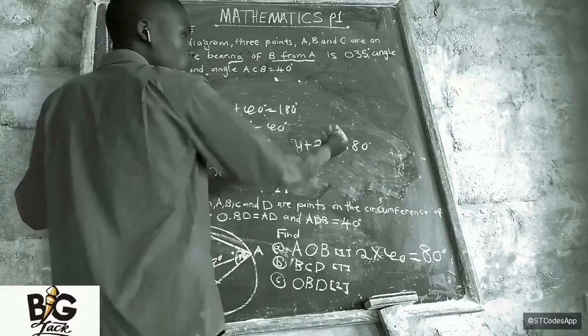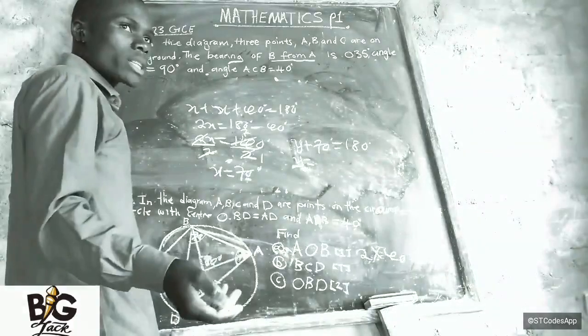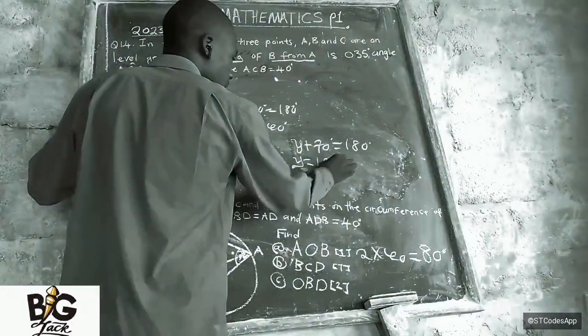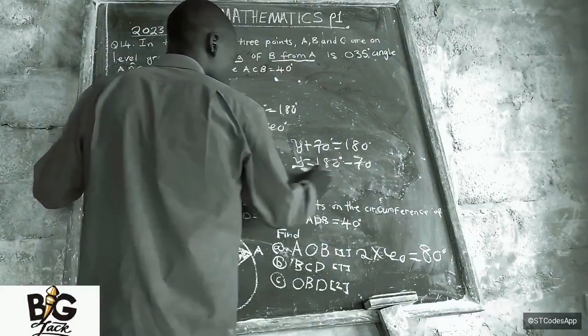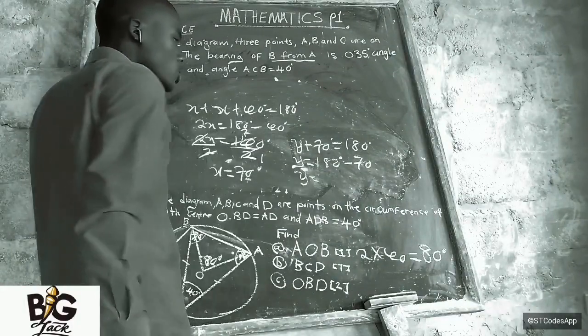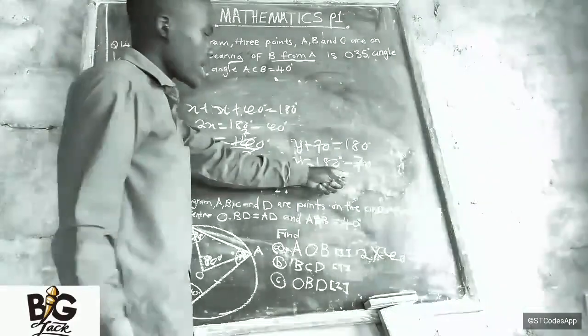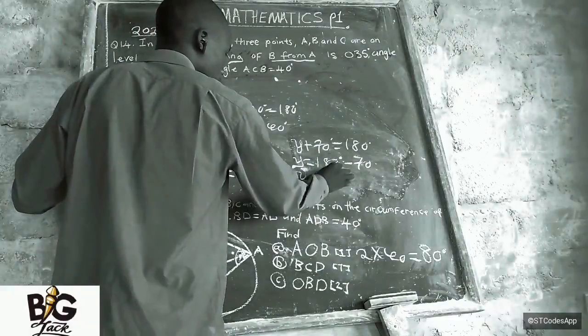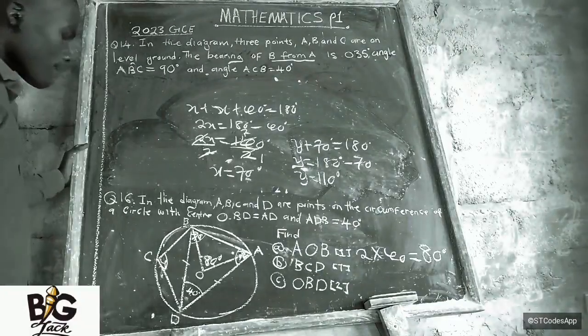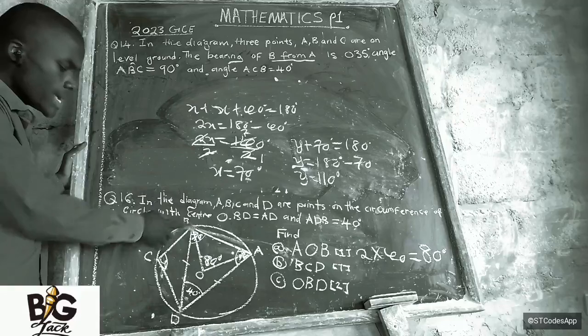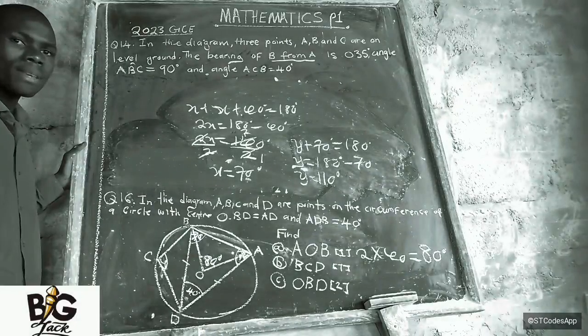Then from there, we correct the right terms. So this 70 is going to cross the equal sign and it will change to minus. So 180 minus 70 degrees. So y is equal to 180 minus 70 degrees. The answer is going to be 110 degrees, which means the value of BCD is going to be 110 degrees.